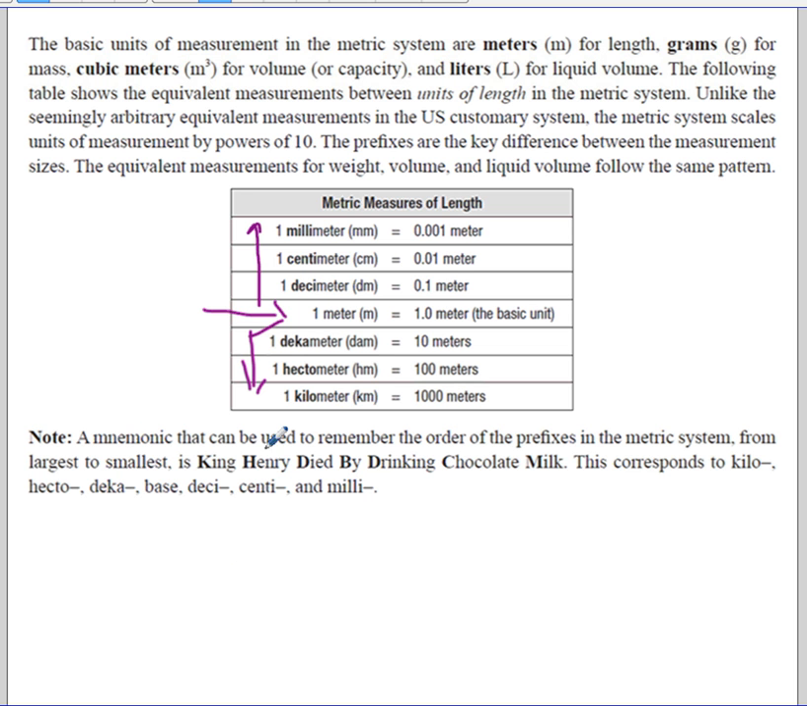And they give you a little mnemonic device to help you remember the prefixes: King Henry died by drinking chocolate milk. So your K is your biggest, kilometer. H is your hecto. The first D is deca. B is your base unit, so in this case meter, or it could be gram or liter. And then centi and milli.